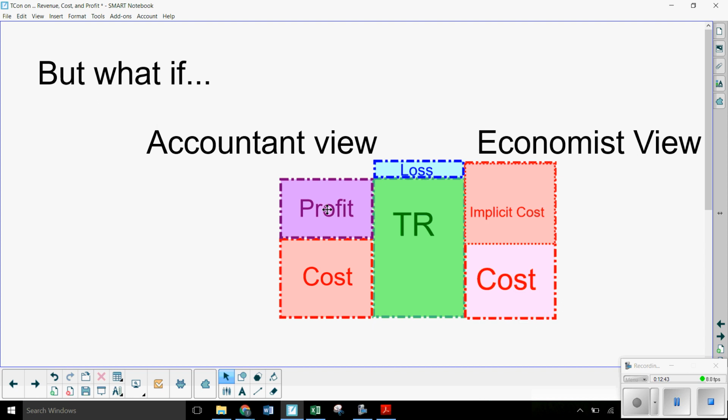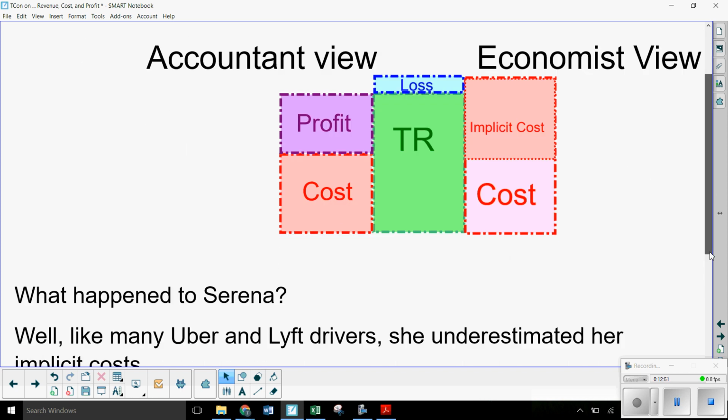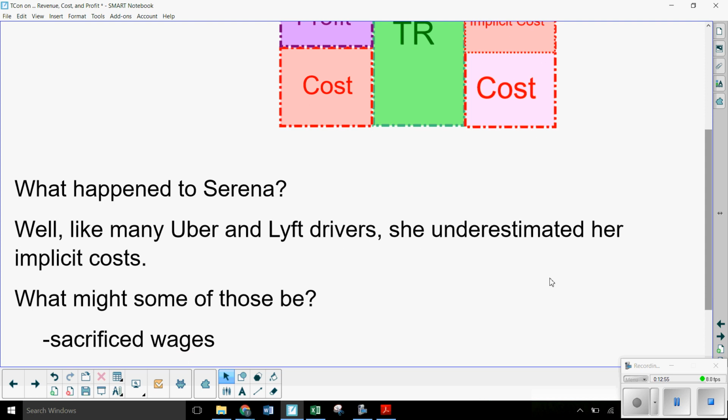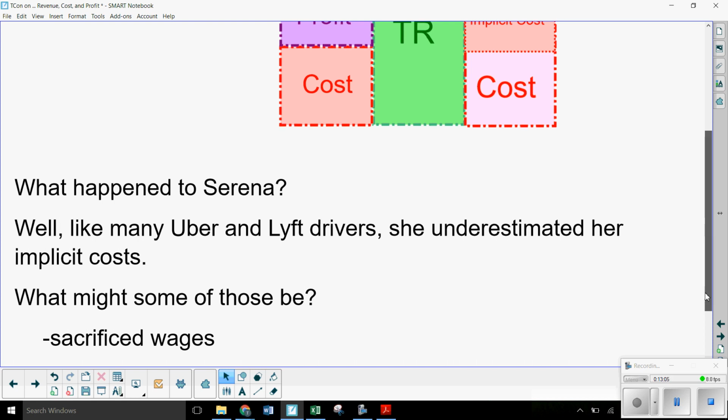And this is a weird thing, right? The accountant thinks there's profit. The economist says, no, no, no, there's loss. So now let's make that a reality here and think about what happened. Well, what are her implicit costs? Before we talked about the $400 of earnings she could have had at her job. So, sure, but if that's the case, then she was making a $100 economic profit.